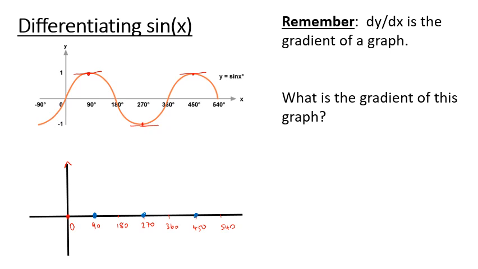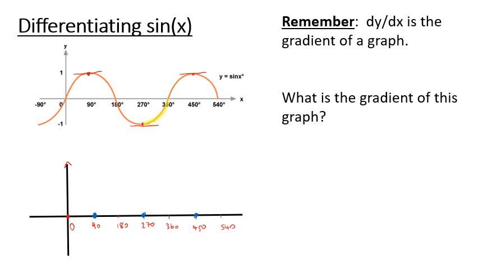Next, I'm going to start looking at some bits in between those points that I've plotted already. I'm going to do it in little chunks. Let's have a look at this part here in yellow, so between 270 and 360. Between 270 and 360, if I drew on tangents, I can see that those tangents would be positive, and as I move along the curve, they'd be getting steeper and steeper and steeper.